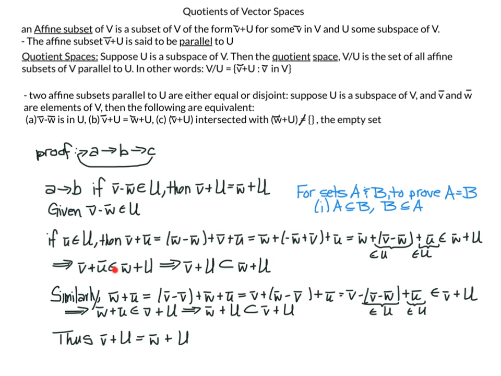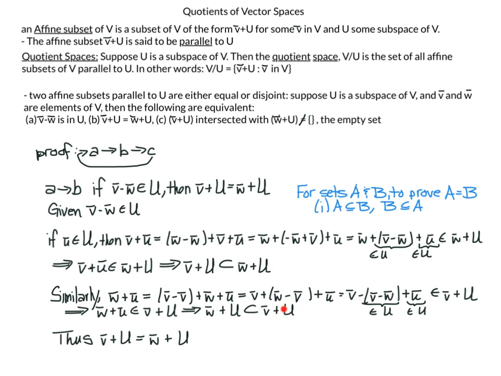Of course, our U over here was in U, which means our minus V minus U plus this U still is in U. Thus, our V minus this here is an element of V plus U. So V plus U now, oh, I should go this way. Our W plus U is in V plus U, so W plus U is a subset of V plus U.